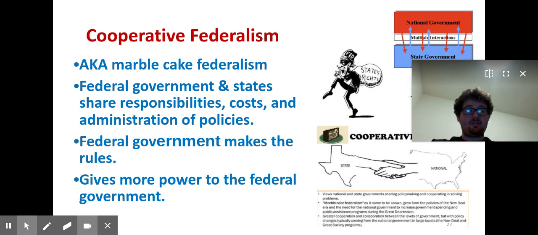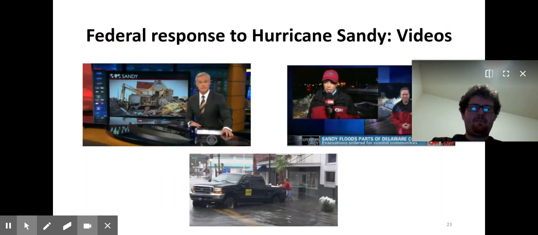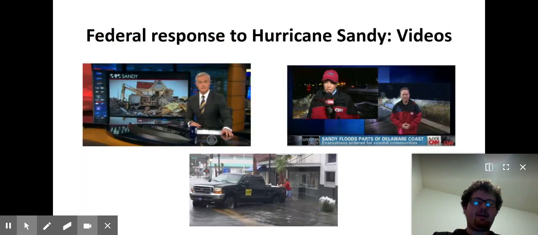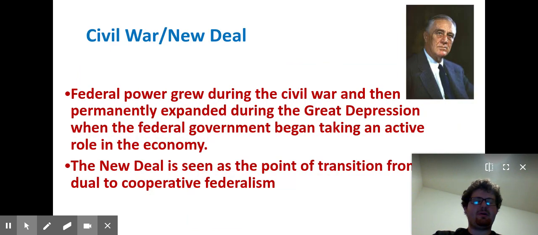Now, the states don't have to take said money, but they like it. Like, here, have some money for rebuilding if you do things our way. Yeah, we'll come back to that later.